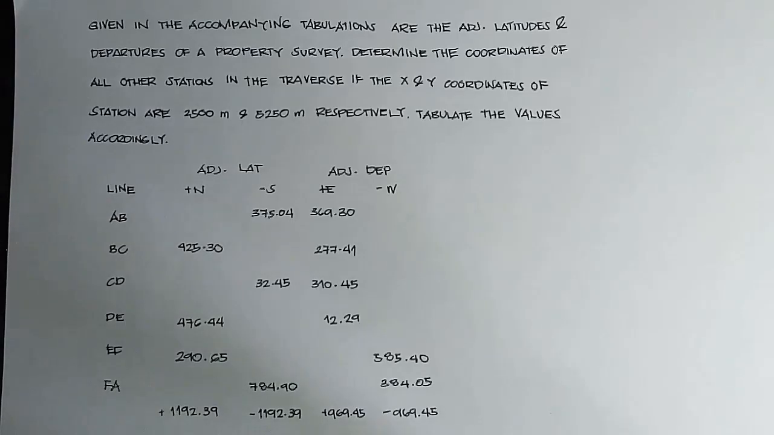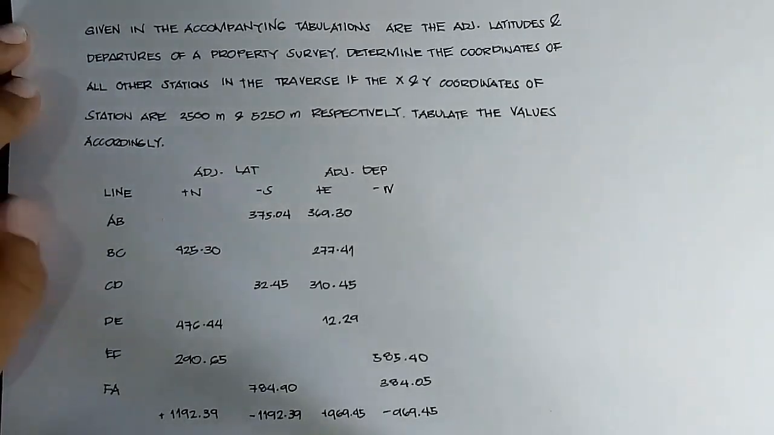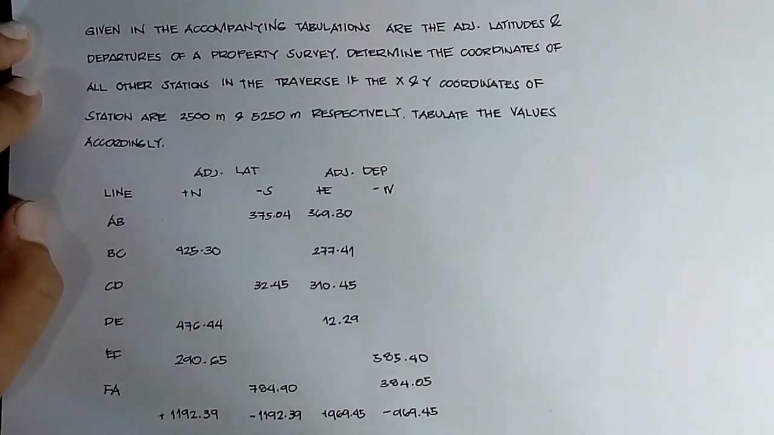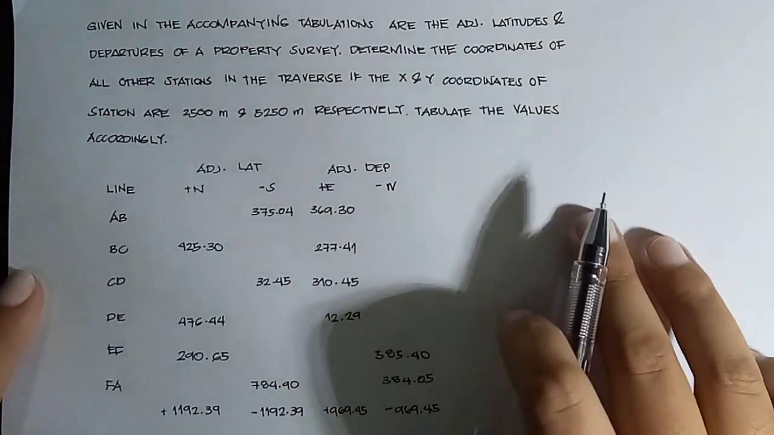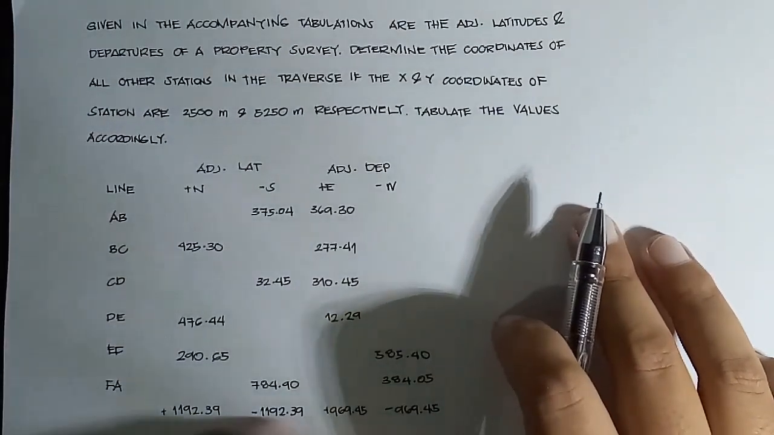Topic naman na to, meron tayong problem tungkol sa x and y coordinates. So, ang problem is, given in the accompanying tabulations are the adjusted latitudes and departures of a property survey. Determine the coordinates of all other stations in the traverse if the x and y coordinates of station A are 2,500 meters and 5,250 meters respectively. Tabulate the values accordingly.